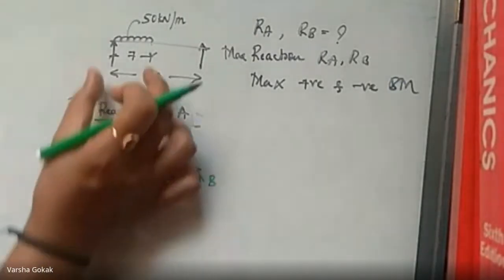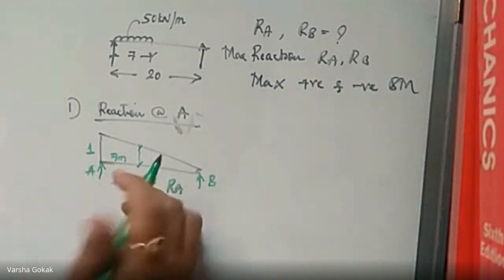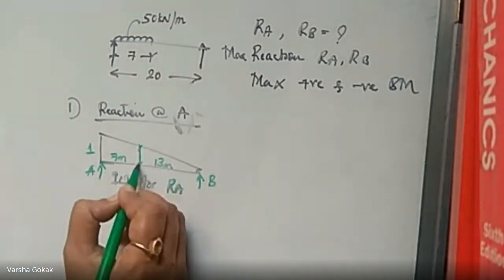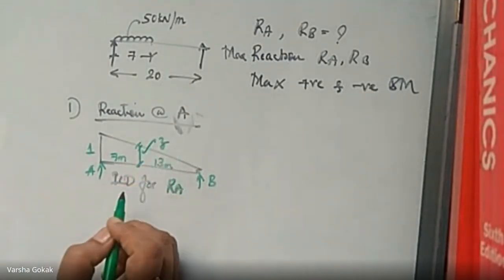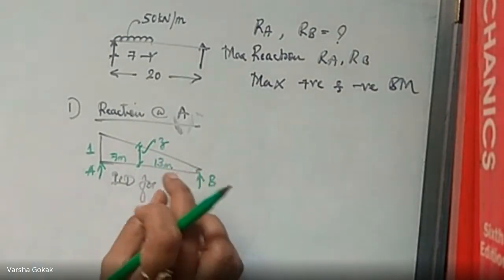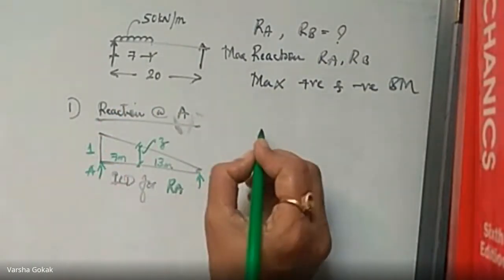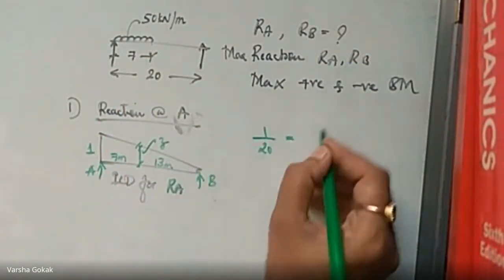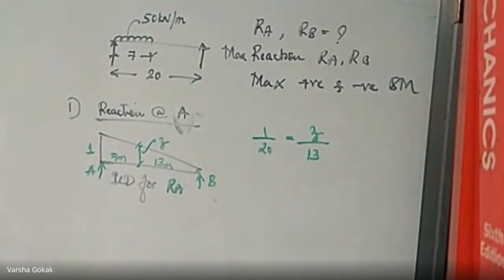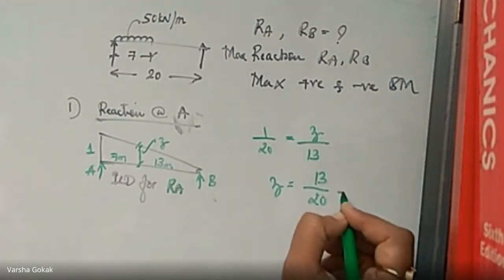And this distance is how much? This is the UDL distance, that is 7 meter, and the remaining would be 20 minus 7, that is 13 meters. So first I need to find this ordinate value, which I'll call Z now. How do we get the ordinate value of Z? We have to use similar triangles. 1 divided by 20 will be equal to Z divided by 13. From here, what is the value of Z? 13 by 20. How much is this?